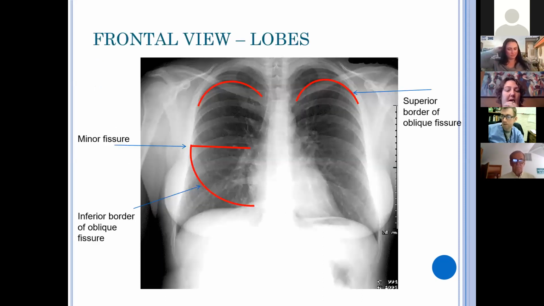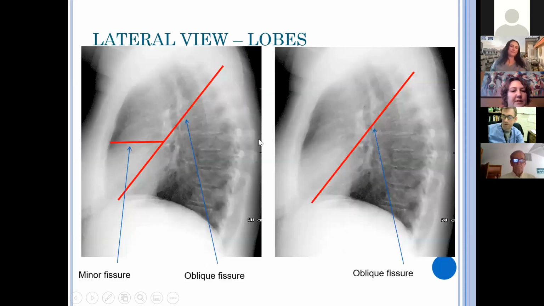And this is a frontal view of the lobes. This minor fissure here, again, is going to divide your right upper lobe from your right middle and lower. This is your oblique fissure here. And this is the superior border of the oblique fissure.